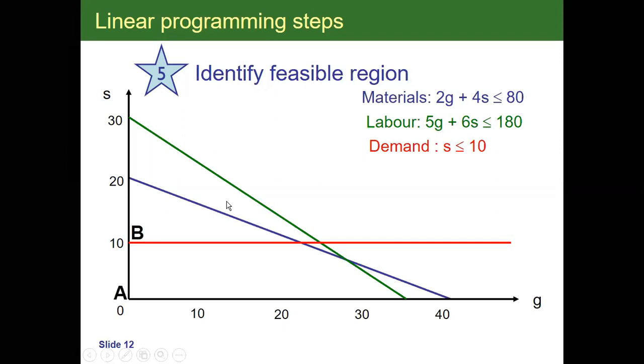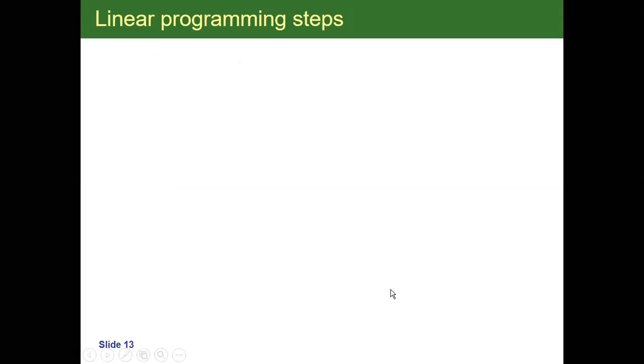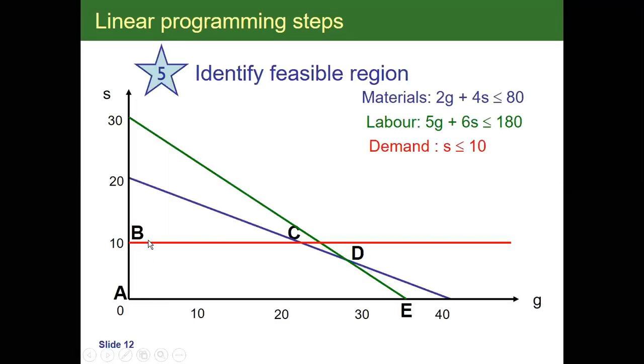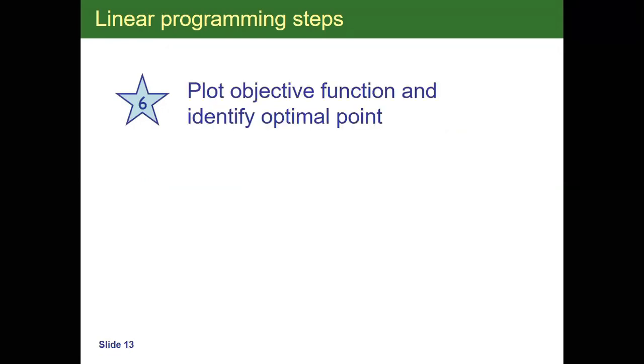Your feasible region is A, B, C, D, and E. Any point on these lines you can produce. So step number 6: you can produce anything, but try to produce on the external line so that you are using your maximum resources. Plot the objective function and optimal point. The objective function is the line which is going to tell you what to produce, and you find the optimal point. The optimal point is the production which you should be doing.